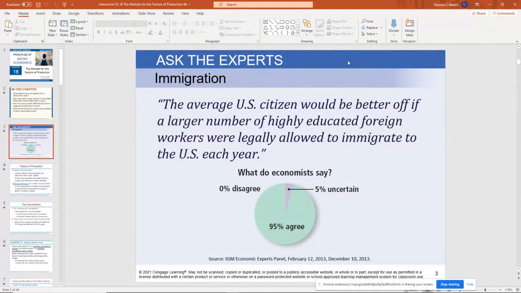Now, in asking the experts, this is a big area of agreement. Nobody disagrees. We only have 5% that are uncertain. The statement was, the average U.S. citizen would be better off if a larger number of highly educated foreign workers were legally allowed to immigrate to the U.S. each year. The answer is absolutely yes, they agree.